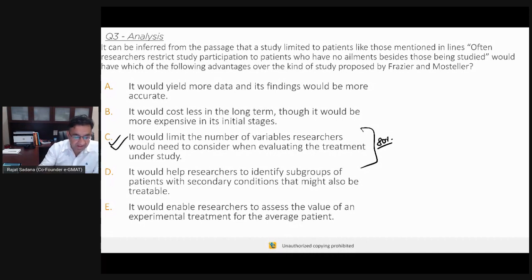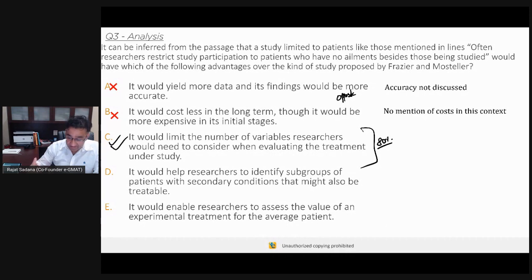It would yield more data and findings would be more accurate. That's just the opposite. Why? Because the larger trial would yield more data, and the larger trial in a single go would likely have more accurate findings. Choice B says it would cost less. We don't talk about cost in this context. Choice C is our correct answer.